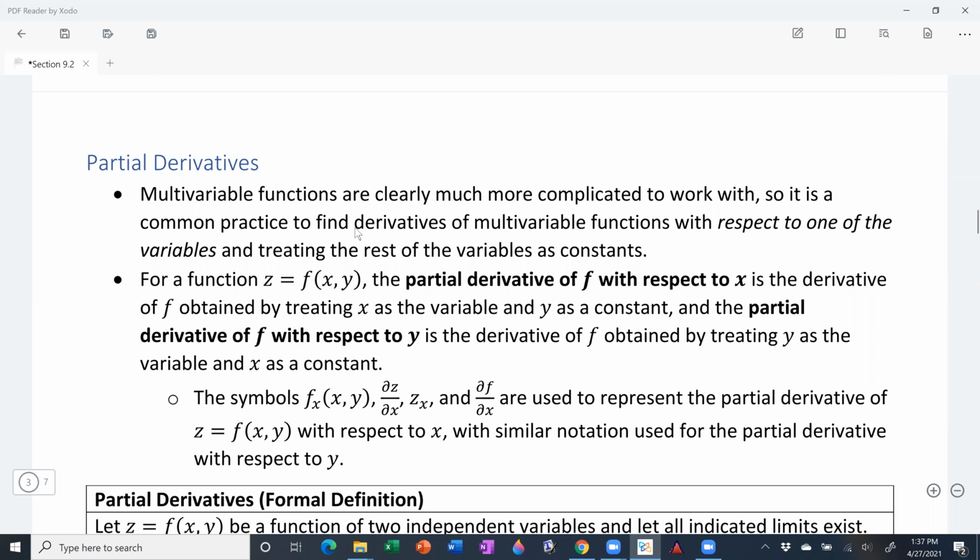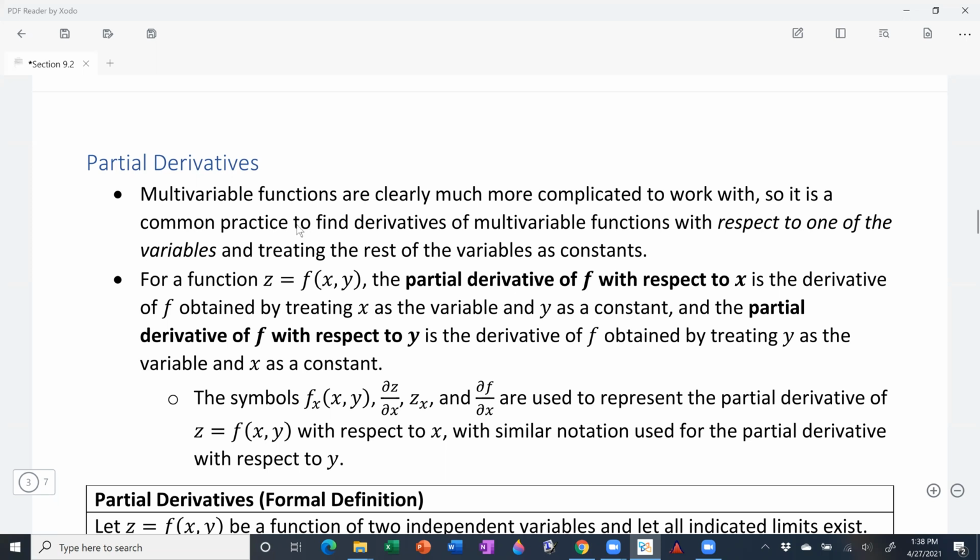So it's common practice to find derivatives of multivariable functions with respect to one of the variables and treating the rest of the variables as constants. So this is the idea behind a partial derivative. It's like you're focusing on one variable and pretending that the rest are constants.